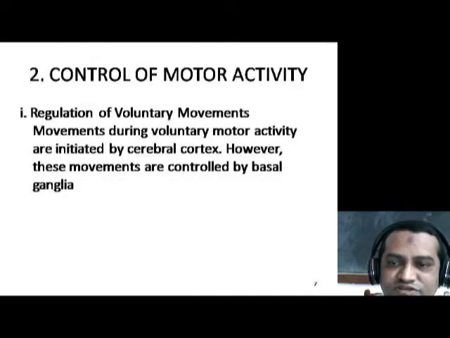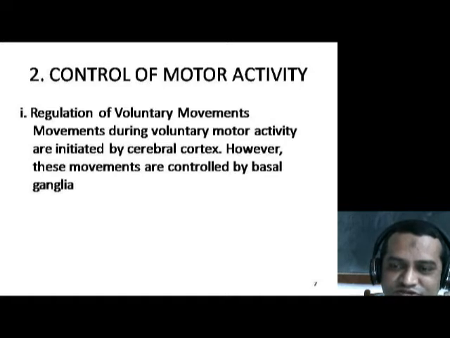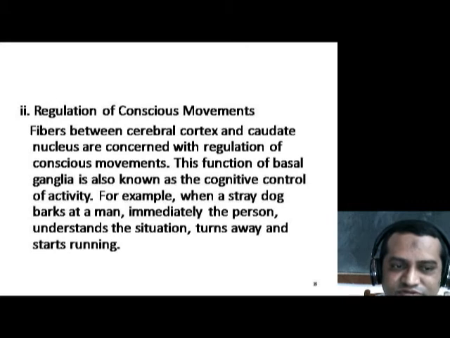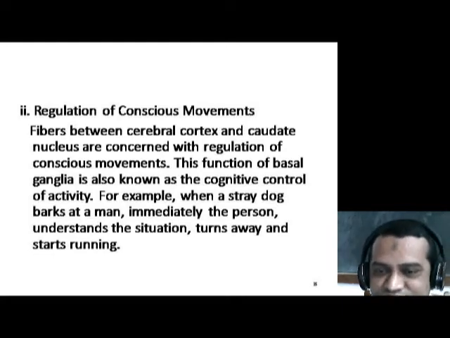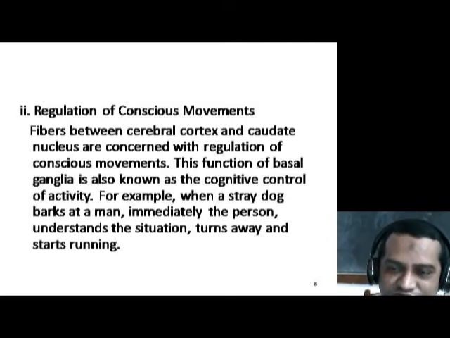And the second function is control of motor activity. Basal ganglia control motor activity. It regulates voluntary movements. Movements during voluntary motor activity are initiated mainly by the cerebral cortex, and these movements are controlled by basal ganglia. And the second one is regulation of conscious movements. Fibers between cerebral cortex and caudate nucleus are concerned with regulation of conscious movements. This function of basal ganglia is also known as the cognitive control of activity.